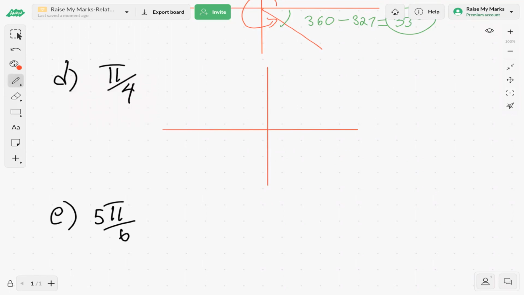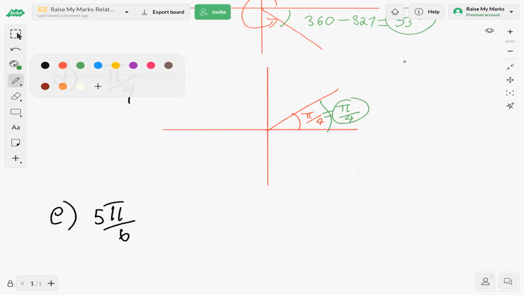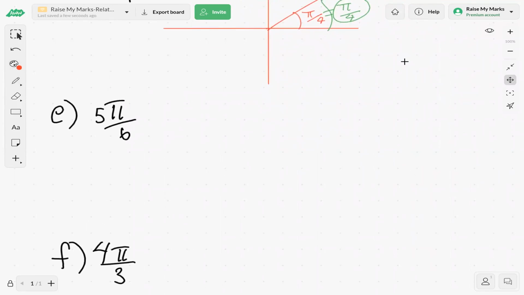All right, so pi over 4 is in which quadrant? The first one. So let's see, this is pi over 4. The related acute angle is again the angle between the horizontal and the terminal arm. So our related acute angle equals our given angle, which is pi over 4. Okay, so now let's consider the next one.